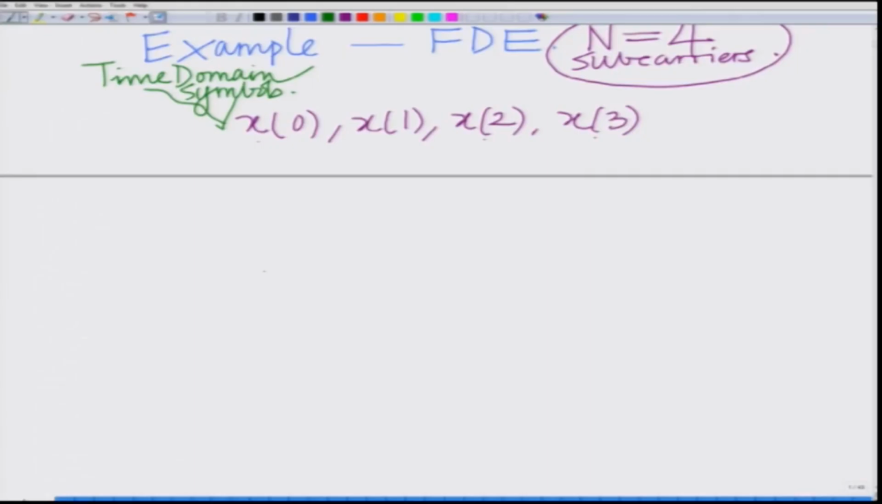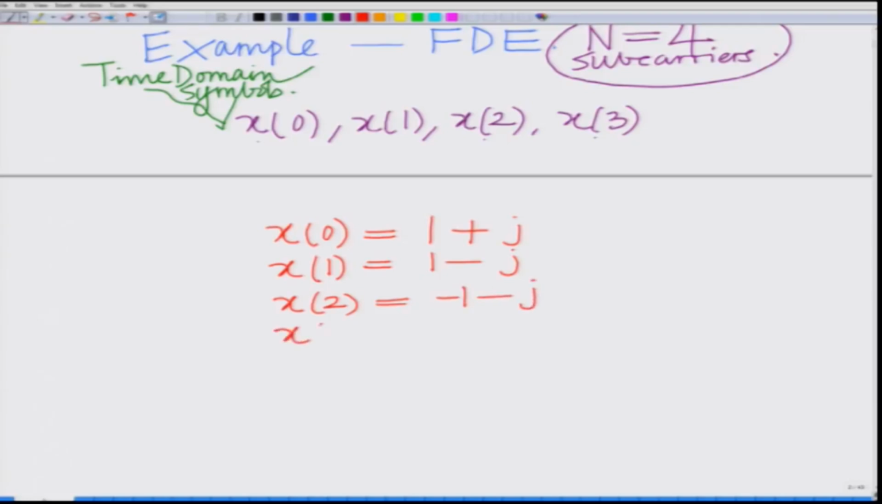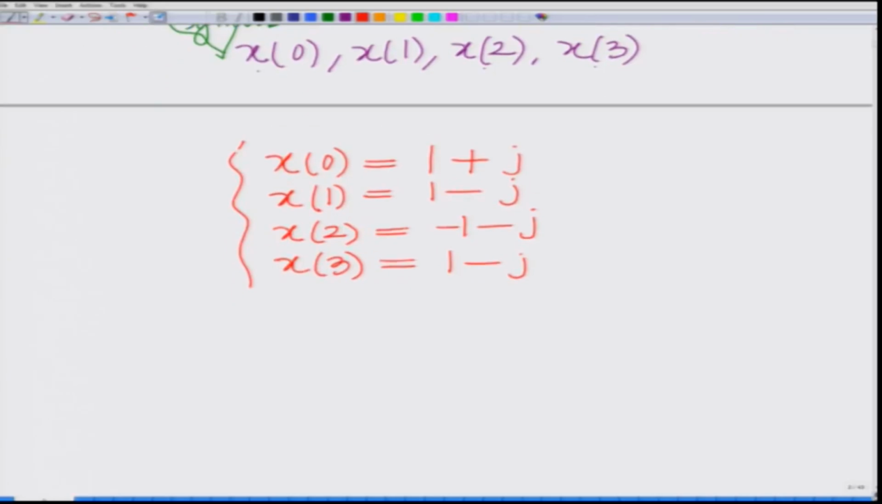Okay. So, let us take a simple example. Let this x0, which are the time domain symbols, be given as 1 plus j, x1 equals 1 minus j, x2 equals minus 1 minus j, and x3 equals 1 minus j. These are your time domain symbols, correct? These are the time domain symbols.